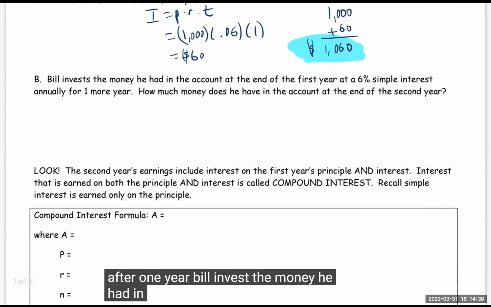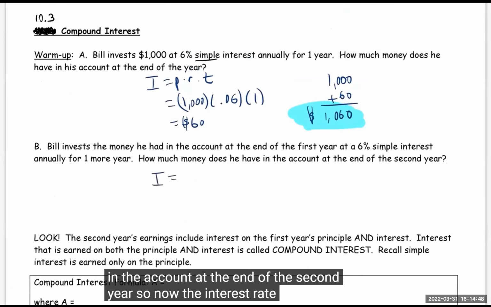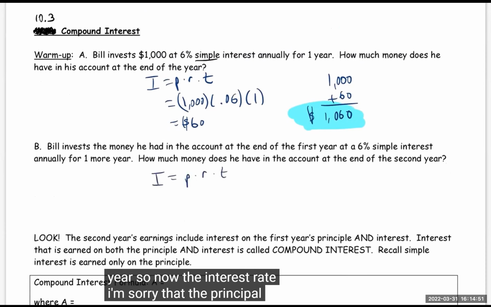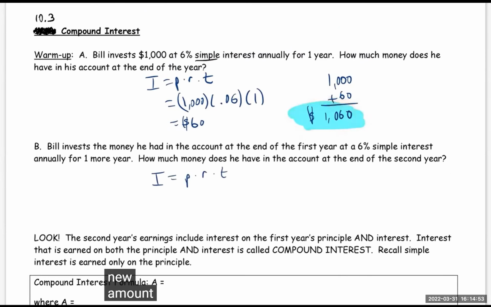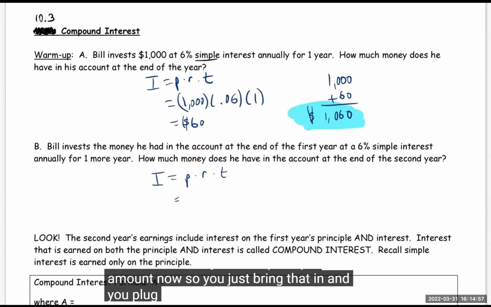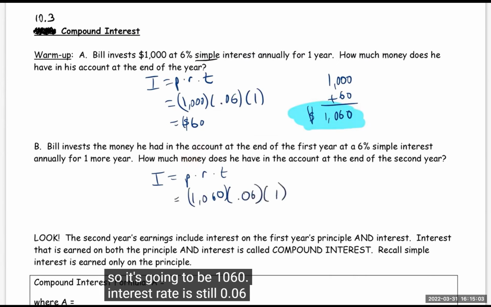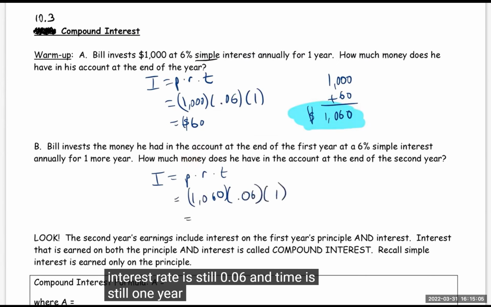Bill invests the money he had in the account at the end of the first year at 6% simple interest, annually for 1 more year. How much does he have in the account at the end of the second year? So now the principal is the new amount. So that's your new principal amount now. So you just bring that in and plug it in. So it's going to be 1,060. The interest rate is still 0.06 and time is still 1 year.